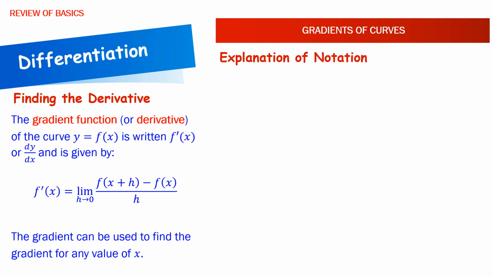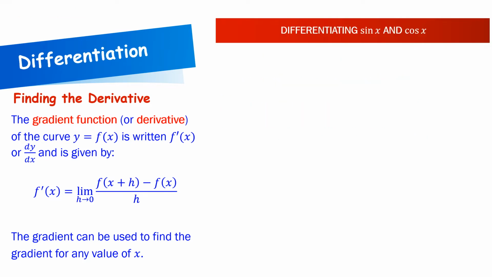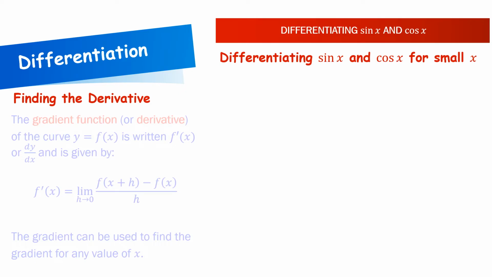Let's take a look at this notation. Lim h tends to 0 means the limit as h tends to 0. The expression cannot be evaluated when h equals 0, but as h becomes smaller, the expression approaches a fixed or limiting value. We will look at this in the context of differentiating sinx and cosx for small x.